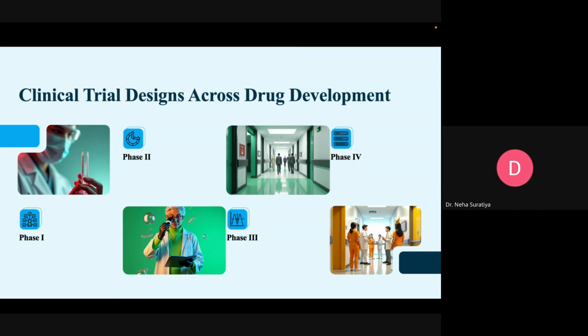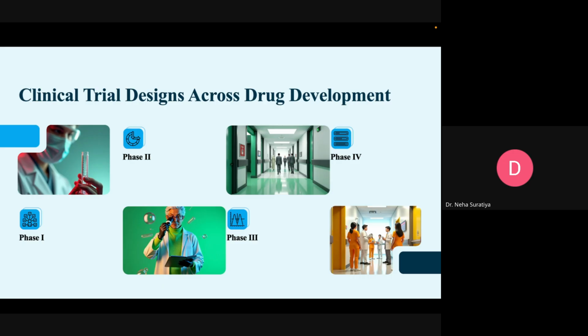Now, let me tell you about clinical trial designs across drug development. Let's connect study designs to the drug development process. Before the medicine reaches the patient, guys, it passes through several phases of clinical trial, and you know that each phase has a different objective, and it may use a different study design as well. I told you that we discussed the phases, right? I think in the very first session of mine, I discussed these phases.